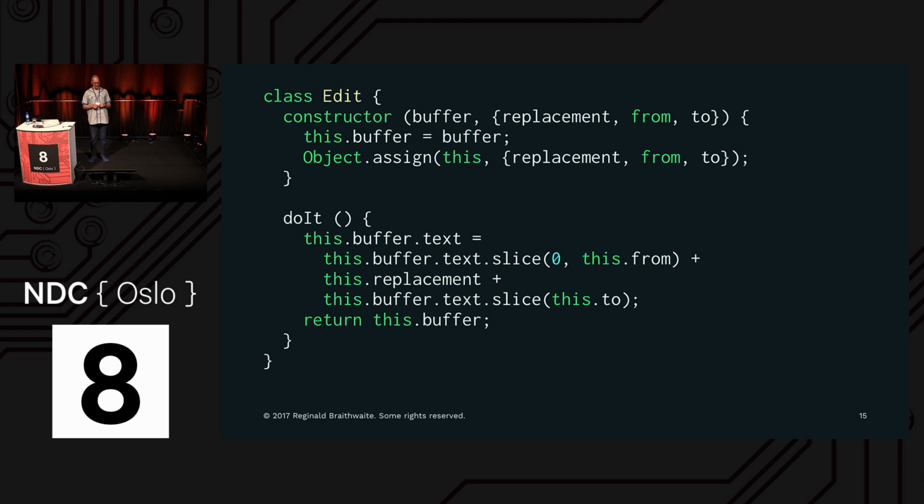Here is a piece of editing software. And this edit class represents a method invocation. We give it everything that we want to invoke our replace method on a buffer. We construct it, and then later, whenever we want to actually perform the invocation, we call do it. This is a form of delayed invocation.